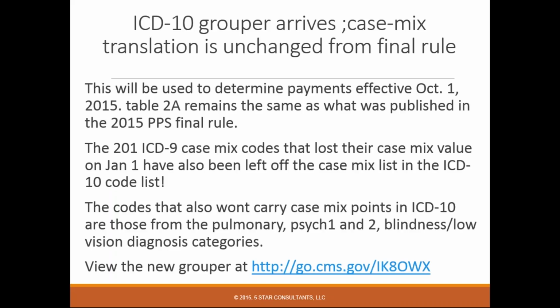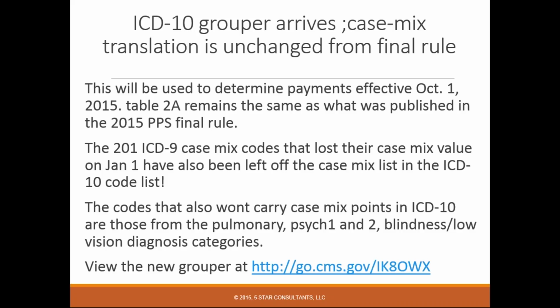One of the bad things is our ICD-10 grouper did not change from January from the final rule, and we certainly had hoped that it would, because we lost 201 case mix codes in ICD-9, and we were so hoping that as NOC was really working with CMS and everything was put forward to them, we would get some of them back, and we didn't. And so that is a lot of our pulmonary, our depression, our other psych, blindness, low vision categories that, when you look at the grouping, those are all high acuity patients, but we lost the case mix codes.